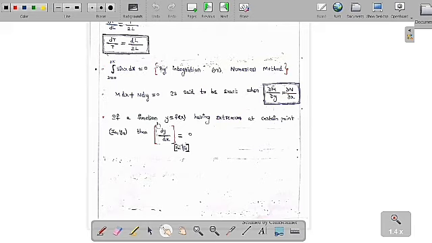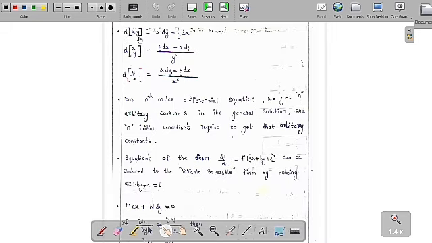Suppose a function y is equal to f of x has an extremum at a certain point x0. That extremum can be either a maximum or a minimum. So at this maximum or minimum, definitely the slope's value will always be equal to 0. So dy by dx at that particular extremum, maximum or minimum point, its slope value will always be equal to 0. Slope means dy by dx.